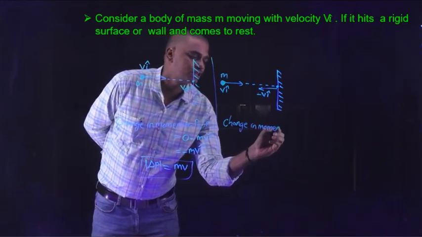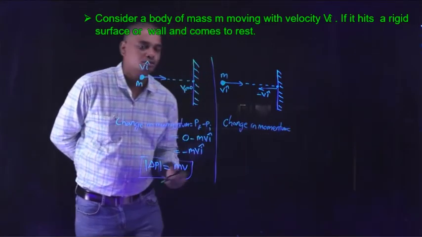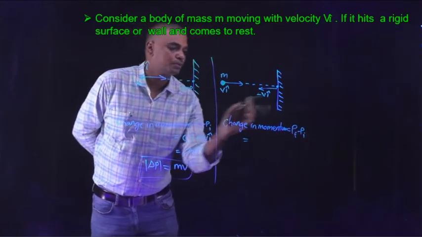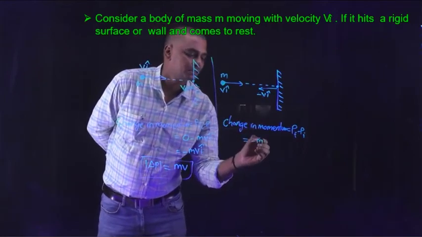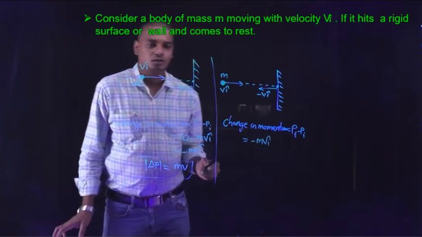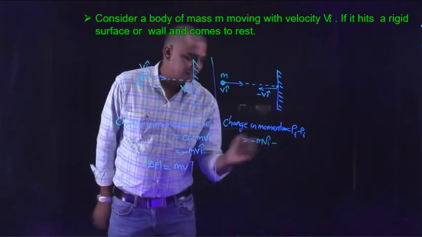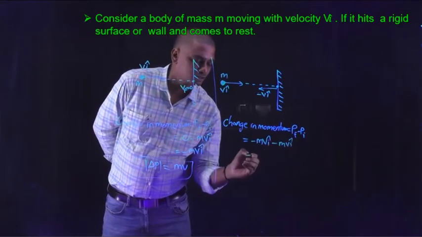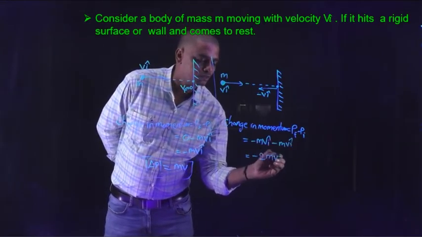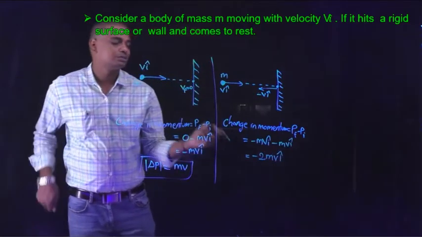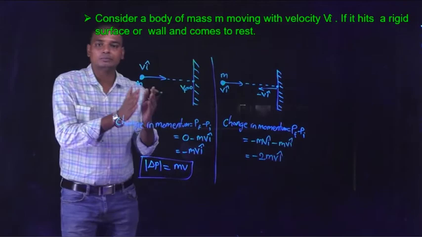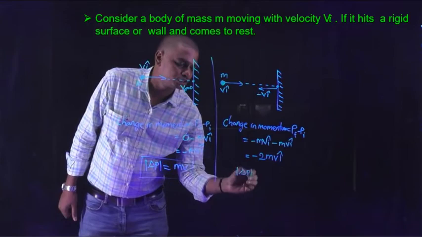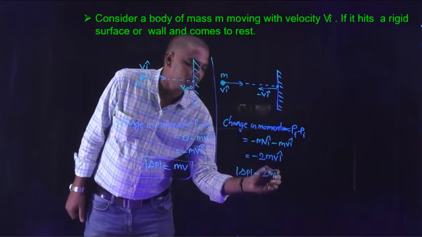So change in momentum is equal to P final minus P initial. So that is equal to, P final means minus mv i cap, minus P initial means mv i cap. So that is equal to minus 2mv i cap. So the direction of the change in momentum is in the direction of negative x-axis. Therefore, the magnitude of the change in momentum delta p is equal to 2mv.